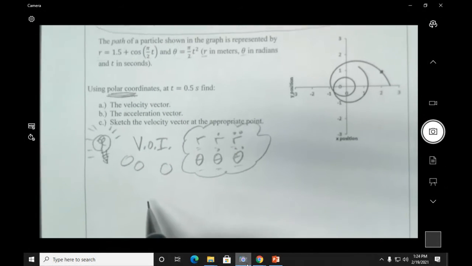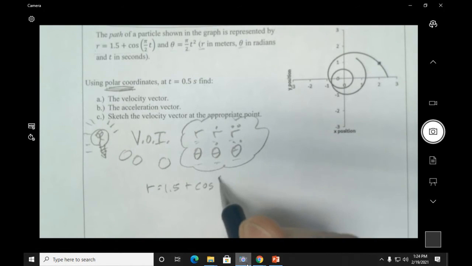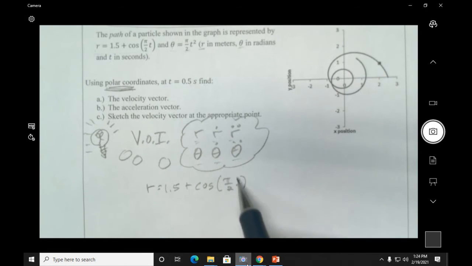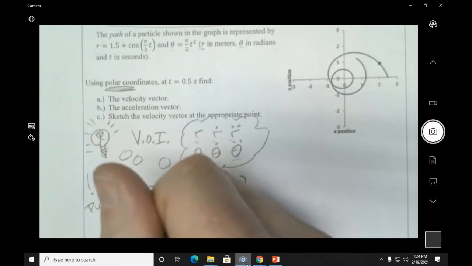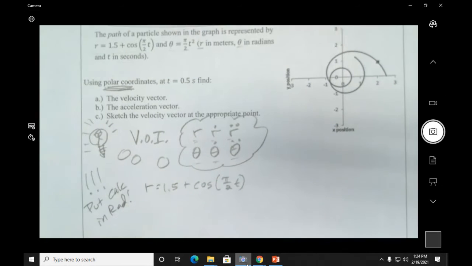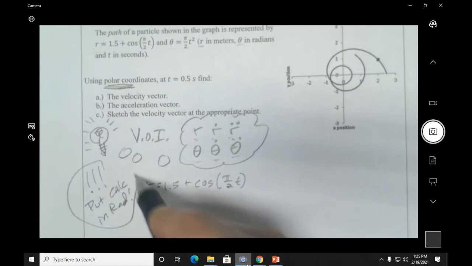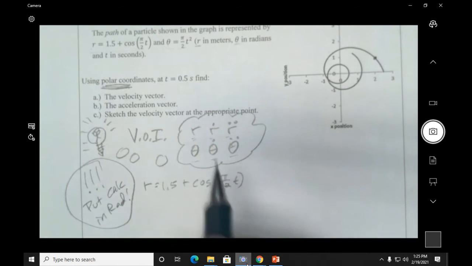So let's just go ahead and proceed through them. We say that r is equal to 1.5 plus the cosine of pi over 2 t. Anytime we see this, by the way, that pi should be a hint. When we go to do cosine, make sure you put your calculator in radians. Because that's an easy one to mess up.